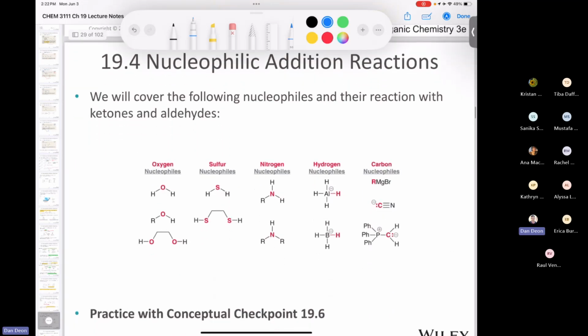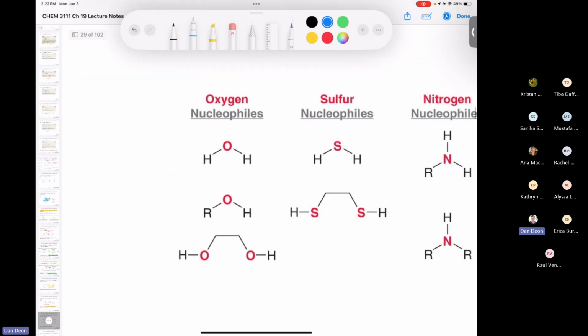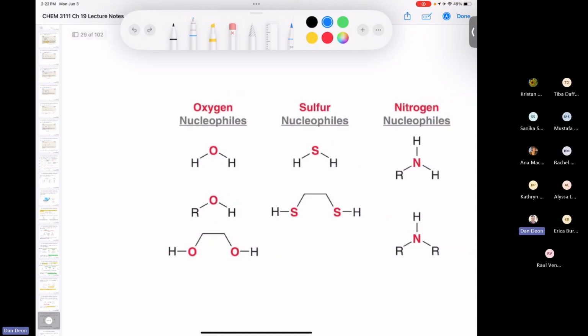So what we're going to do in this chapter is we're going to uncover a real whole host of nucleophiles, okay? So we're going to talk about oxygen as a nucleophile, whether it's with water, okay, or an alcohol, or a diol, okay? Either way, we're going to look at water as a nucleophile.